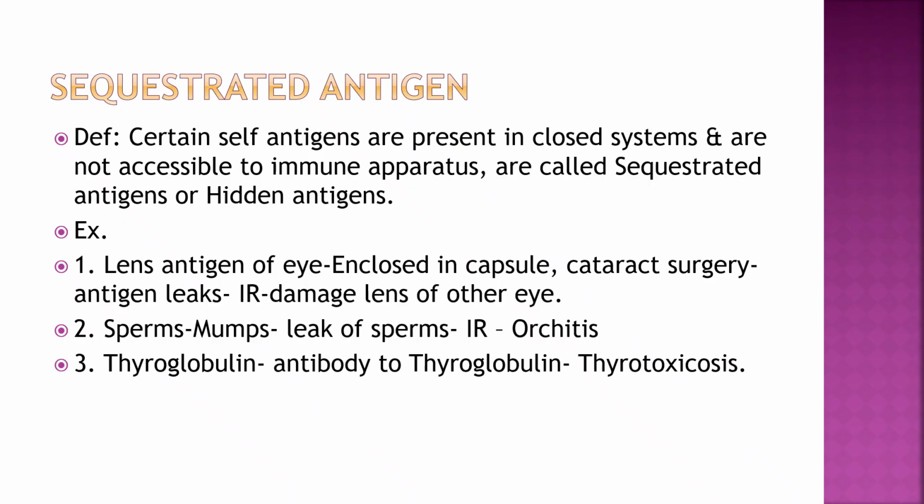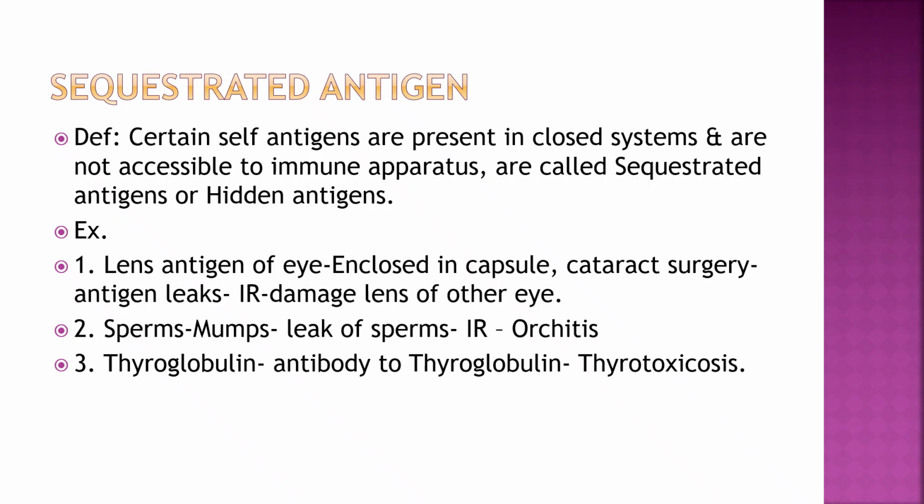Examples of a few sequestrated antigens: first is the lens antigen of the eye. It is enclosed in a capsule. But while doing cataract surgery, if the antigen leaks, it causes an immune response and damages the lens of the other eye. Then second is sperms. They are in hidden form. But if mumps infection is there and the sperms leak, that causes an immune response and then orchitis, that is inflammation of the testes.